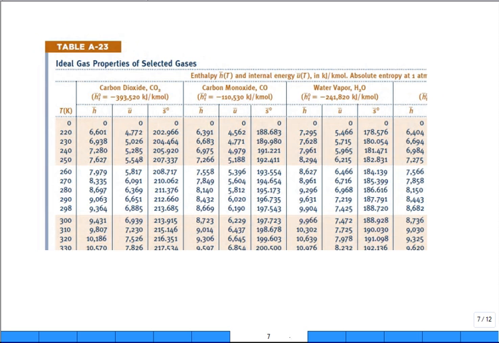Okay. Oh, this was showing you how to go through the tables using this S bar naught and carbon dioxide table. All right.